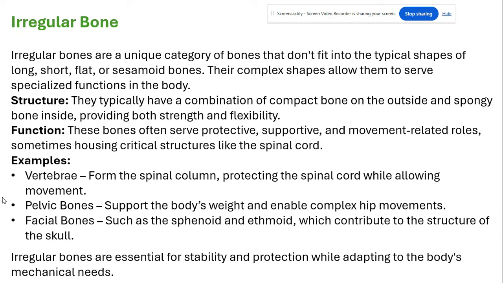All right. Pelvic bones are different between male and female, recognized at birth. Facial bones such as the sphenoid and ethmoid bone contribute to the structure of the skull. Irregular bones are essential for stability and protection while adapting to the body's mechanical needs. So very important for stability and protection. Irregular bones are a very important part of the skeletal system because they have specialized ability in maintaining our framework. Imagine not having facial bones. Imagine not having vertebrae. Imagine not having pelvic bones.